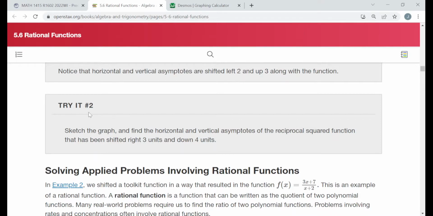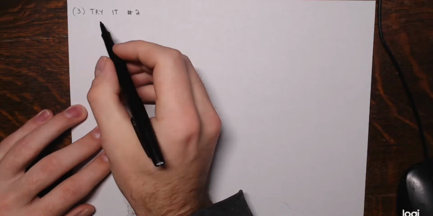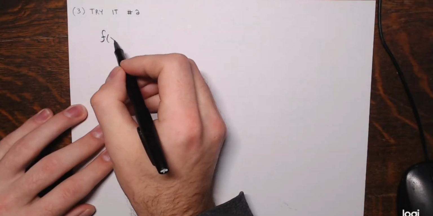Okay, here we got try it number 2. Sketch the graph and find the horizontal and vertical asymptotes of the reciprocal squared function that has been shifted right 3 units and down 4 units. So we just saw in try it number 1 the reciprocal squared function, but now they want us to shift it to the right 3 units and down 4 units. Now I'm hoping you remember function transformations, because that would look like this.